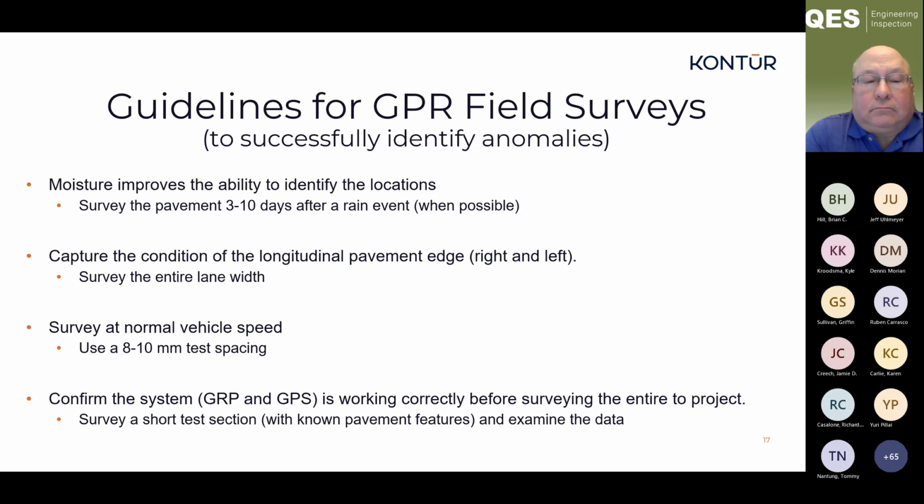At that test spacing, you are able to do things at normal vehicle speeds and without losing the good dense data that you have. The other thing which has come up and is a good practice is that you try to have a small section of pavement that you know is in good shape, or you know what's there, and you run that quickly to see whether or not the GPR and GPS systems are working correctly before you actually try to survey an entire project. There's no sense in getting 10 or 20 miles worth of data only to find out later on that the system was not working correctly. Next slide, please.